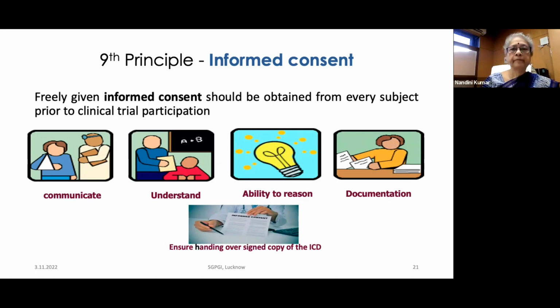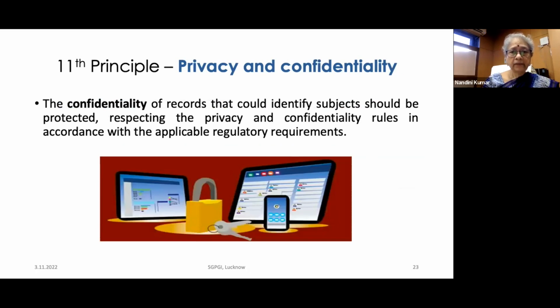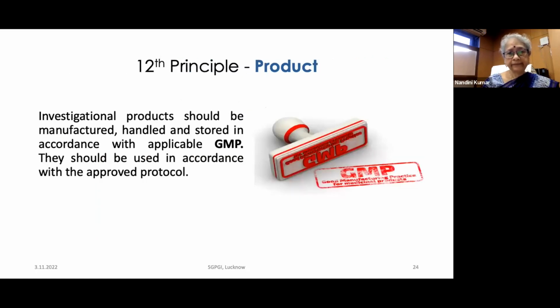where you will see that outsiders don't get access to that. So it will be a controlled access. Documentation is the most important aspect. How you record, how you handle that and store it is very important. Only this will lead to accurate reporting, interpretation, and verification. Very important. Privacy and confidentiality, I already alluded to that earlier, that there has to be controlled access to all the records, all your computer data, etc.